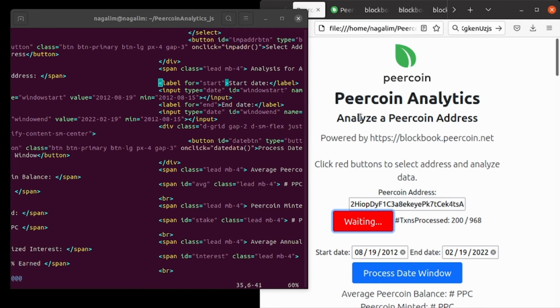It can analyze your client history. This is from the Peercoin client that's downloaded from peercoin.com. So it can analyze three things: the client history, a Chainz export, I guess it's technically a client export, a Chainz export, and a Blockbook API.